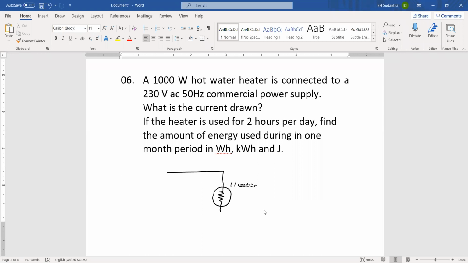This is the heater, and we have connected this one to a commercial power supply. It's 230 volt AC. And the wattage of this heater is 1000 watts. Then we have to find the current going through this circuit.